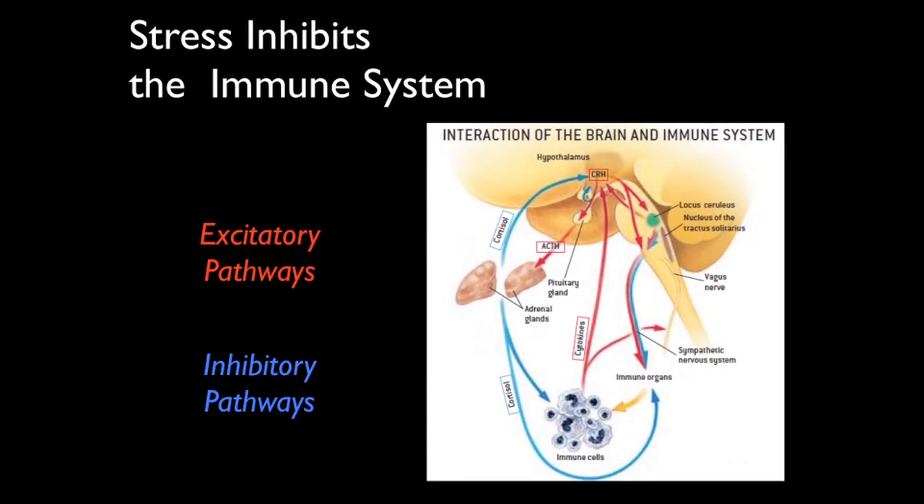Here's the rest of the story. We can see that cortisol inhibits the immune cells and inhibits the immune organs, which is one reason why chronic stress leads to various health-related issues.